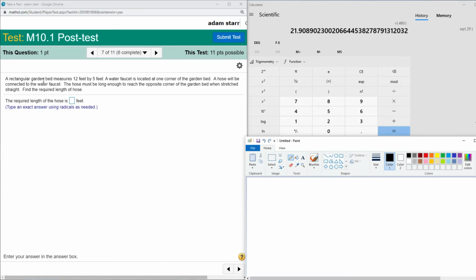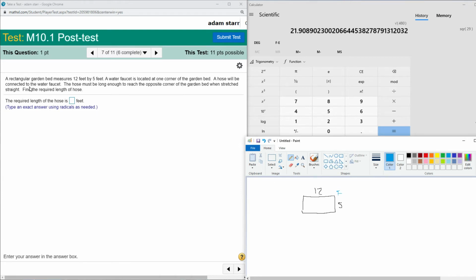A rectangular garden bed measures 12 feet by 5 feet. Okay, so I'm just going to start drawing this. I know it's a rectangular garden. So here's my rectangle, 12 feet by 5 feet. So here's 12, here's 5. A water faucet is located at one corner of the garden bed. So I'm going to have a water faucet. I'm just going to call it F for water faucet in the corner.